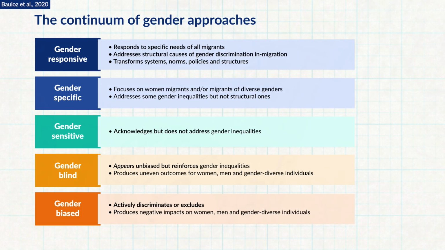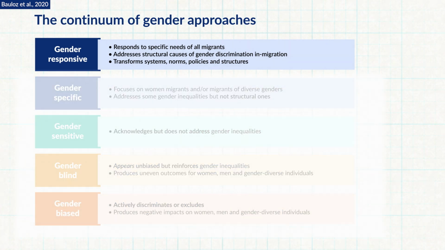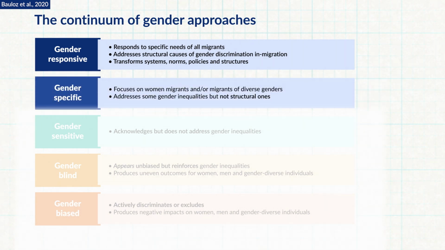So let's look at a continuum of some of these different types of gender approaches, from the most responsive to things that are more gender biased. So let's look at this spectrum, starting with gender-responsive policies. So these respond to specific needs of all migrants. They address structural causes of gender discrimination in migration, and they transform systems, norms, policies, and structures. Now, gender-specific approaches focus on women migrants or migrants of diverse genders. They often address some gender inequalities, but not structural ones. Gender-sensitive policies or approaches acknowledge but do not specifically address gender inequalities.